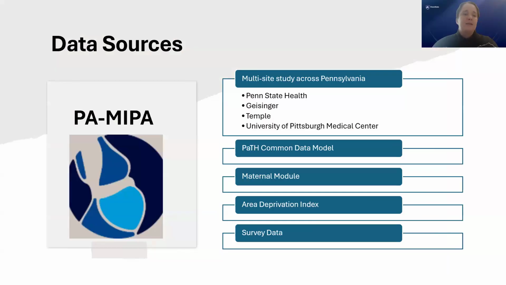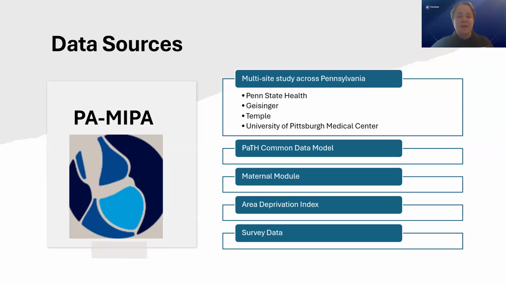So we can talk a little bit more about the data sources in our study. Again, this was across 4 health systems in Pennsylvania. We used the PATH Common Data Model, which included data on diagnoses, encounters, procedures, medications, and demographic data. Those are all standardized through the PATH Common Data Model, or CDM. So we were able to extract those data from the different healthcare systems and pull them together relatively seamlessly to start our data analyses.